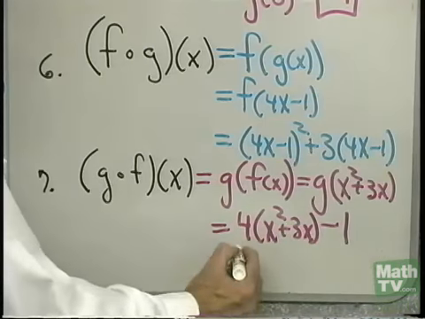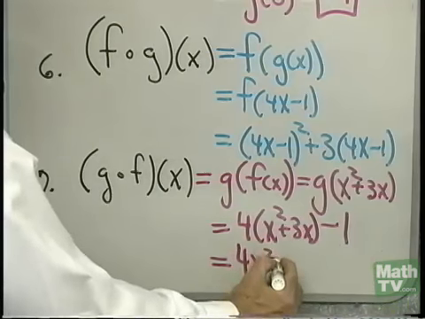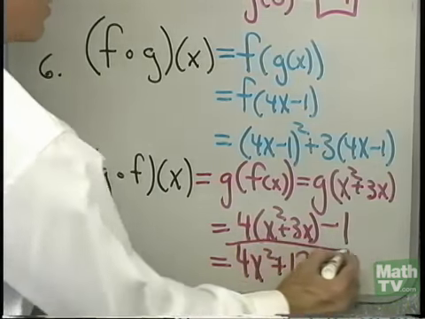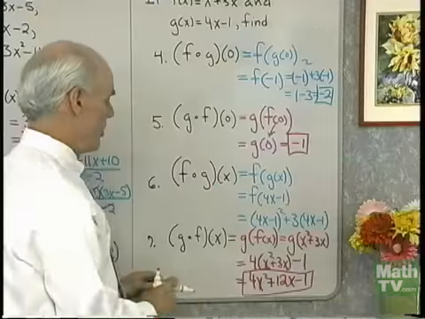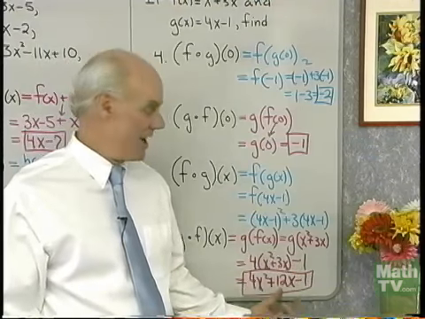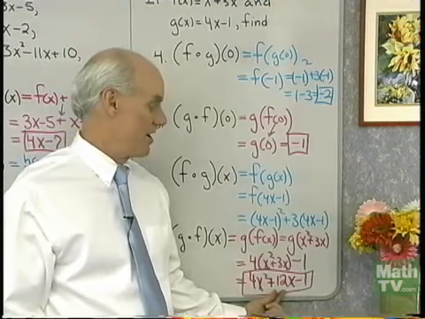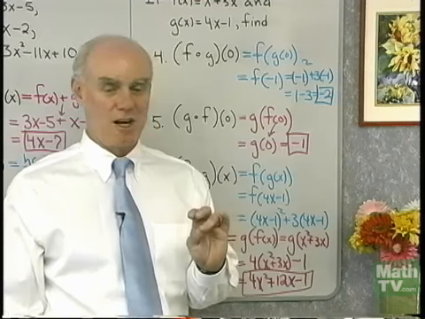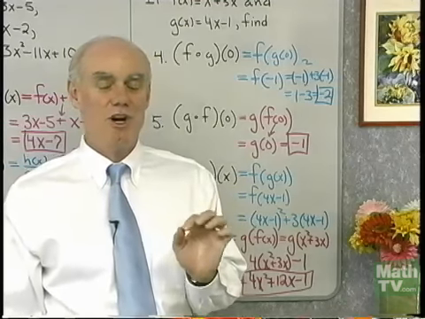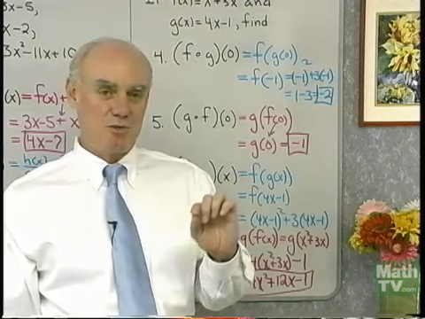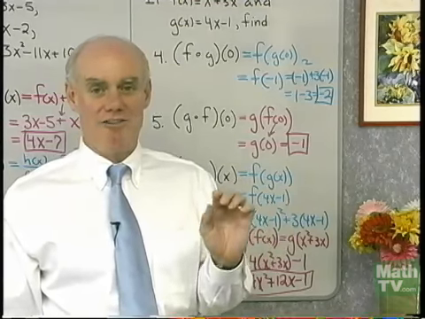So I can finish this one. This will be 4x squared plus 12x minus 1. So there is g composed with f of x. So the composition of g composed with f of x turns out to be this new function right here. So composition of functions is a little different. It's not addition, not subtraction, not multiplication, not division. It's a new rule for how we combine functions under composition. g composed with f of x is g of f of x.